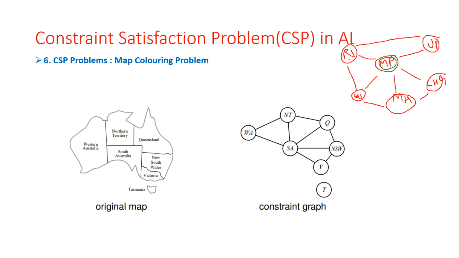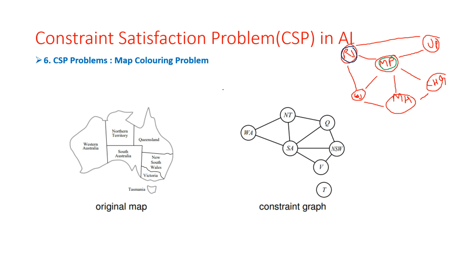If I am choosing the Rajasthan state, and I choose the blue color for Rajasthan, the neighboring states of Rajasthan are MP, UP, and Gujarat. So for Gujarat and UP, we cannot select the green color and blue color. We have to choose another color. Now let us formulate this as a constraint satisfaction problem.